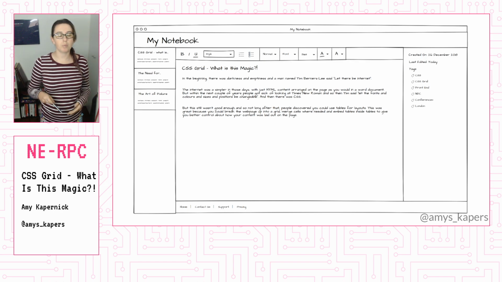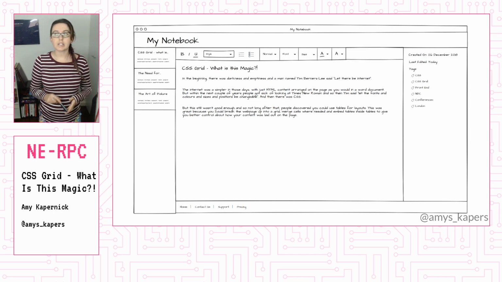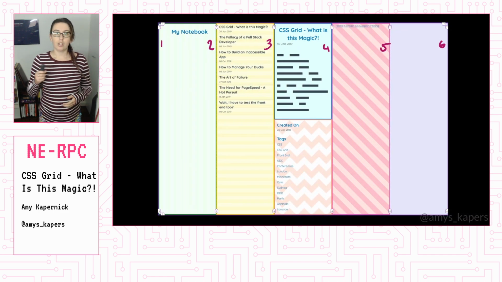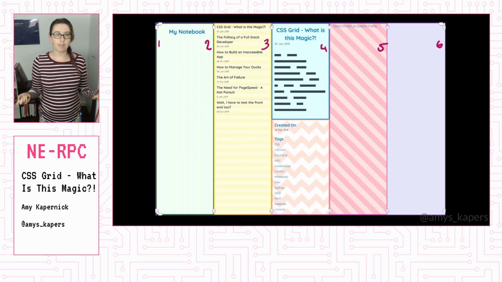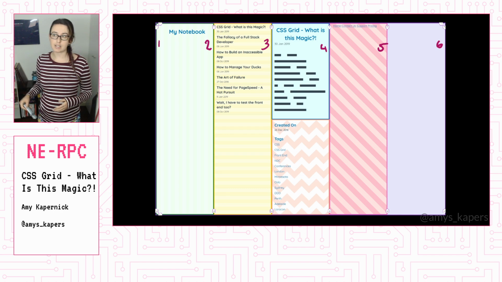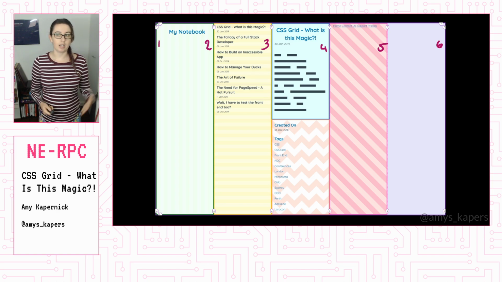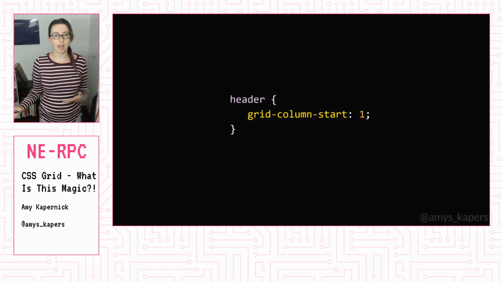There are several different ways that we can do this with grid. One is to define which grid lines the elements will start and finish on. So if I have a look at my grid here, these lines are actually numbered. So here, if you can read my writing, we have our lines numbered 1, 2, 3, 4, 5, and 6. So if we want our header to start at the beginning of the grid, we can tell it we want it to start at line 1. So for the header, we can set grid column start 1.